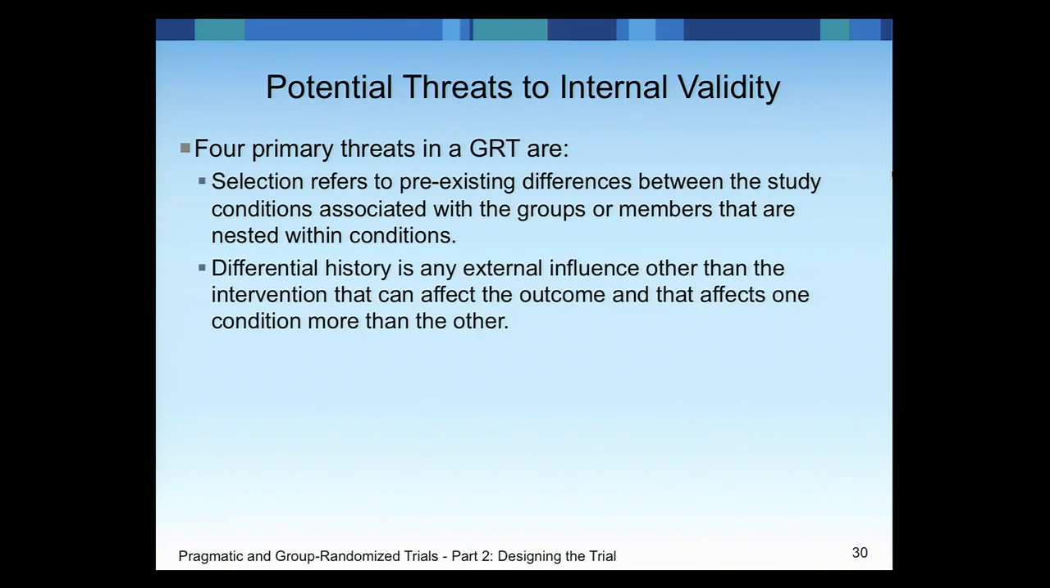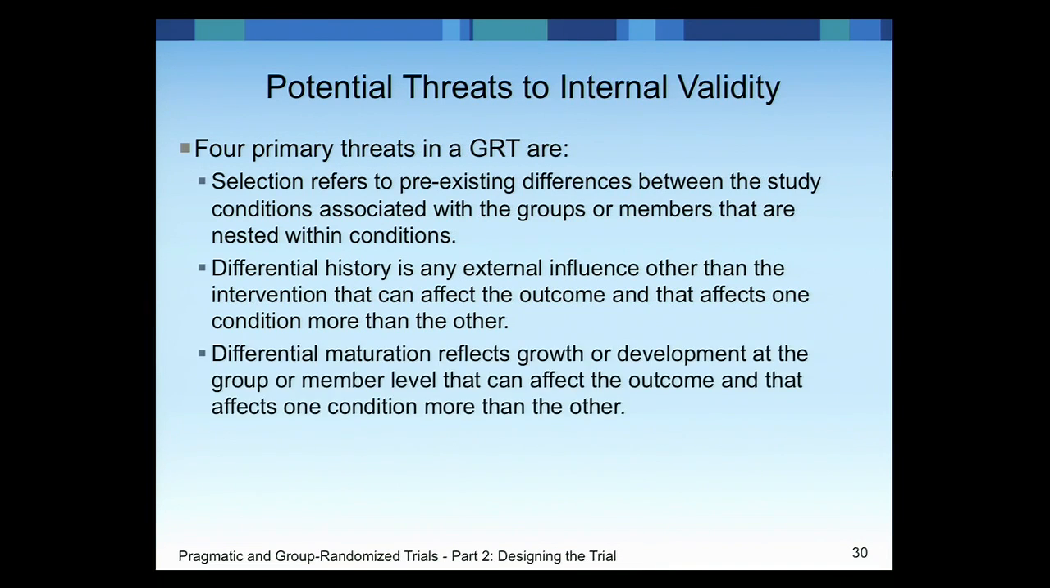Another major threat to internal validity is differential history. Differential history is any external influence other than the intervention that might affect the outcome and that affects one condition more than the other. So maybe something happened in some of the groups in the intervention arm and the outcome is changed in those groups as a result, and it looks like there's an intervention effect. Well, that might be due to that external influence rather than the intervention that we introduced. So that's an example of differential history.